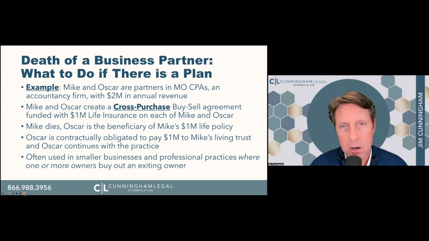Mike and Oscar are partners. Mike dies. Mike's life insurance pays to Oscar, and then Oscar is required to give that money to Mike's living trust in exchange for Mike's half of the business, okay? Very important you get that sequencing correct.